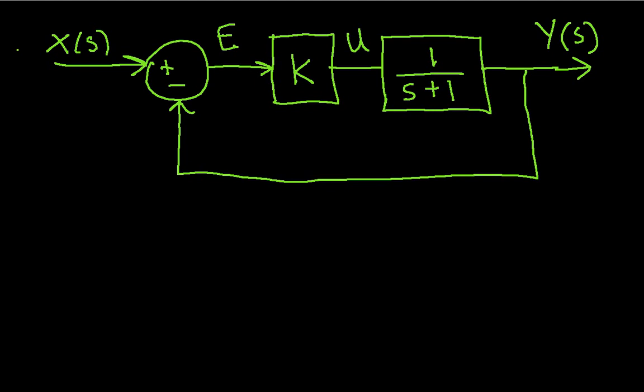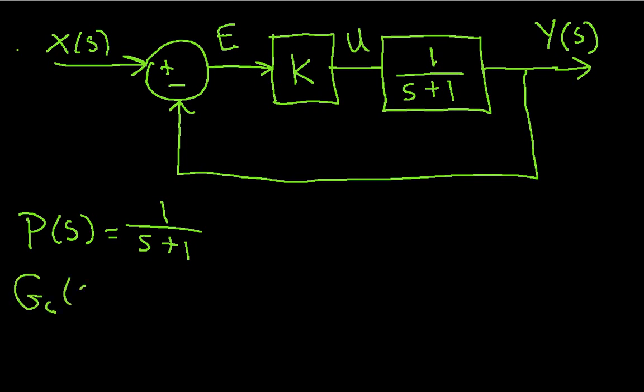Okay, so by looking at this, hopefully you can see that my plant has a transfer function of 1 over s plus 1. The controller has a transfer function of just the gain k, and the sensor transfer function, since I have the output y directly fed back into the error, just has a transfer function of 1. Okay.